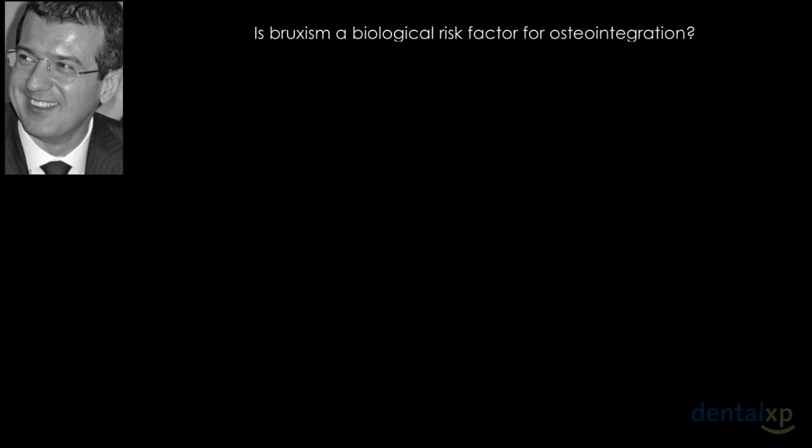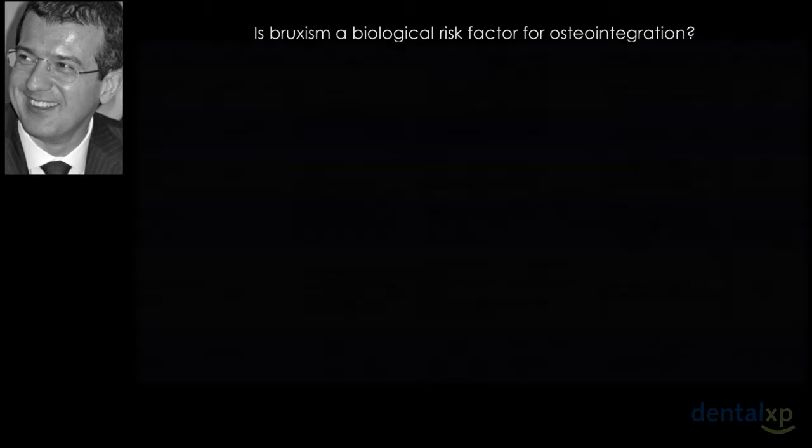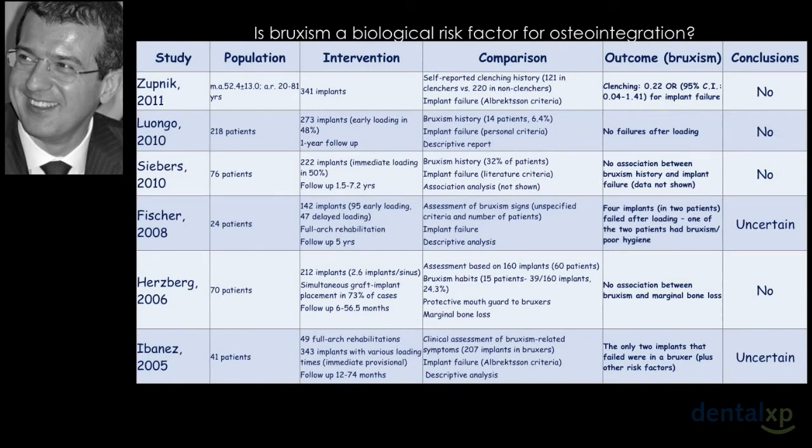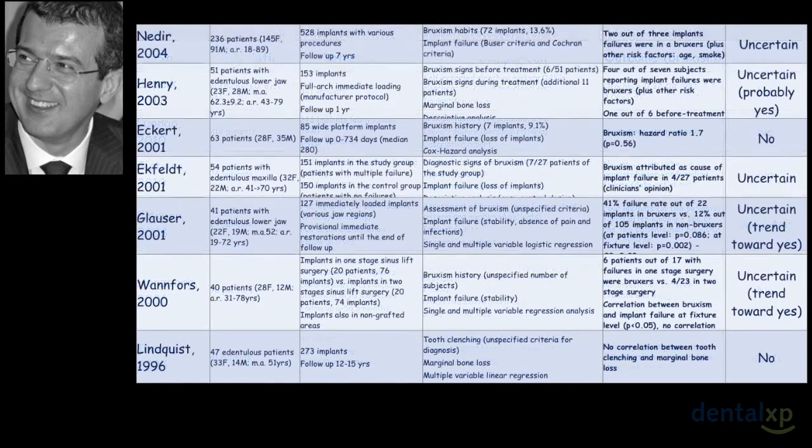At the same time, if we try to answer the question, is bruxism a biological risk factor for osseointegration, so not for the structure of the prosthesis, but for the bone implant contact area, and we look at literature, we have several other papers, and most of these papers give us the conclusion that bruxism is not a risk factor for osseointegration, so it's not affecting what is at the level of the bone implant contact.